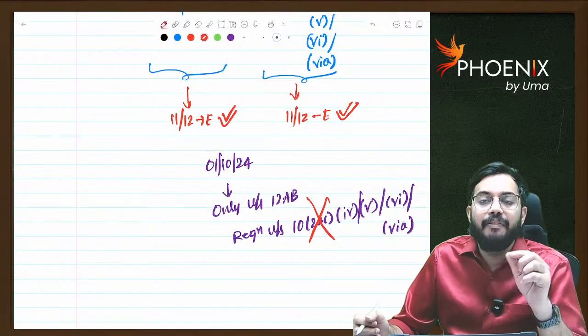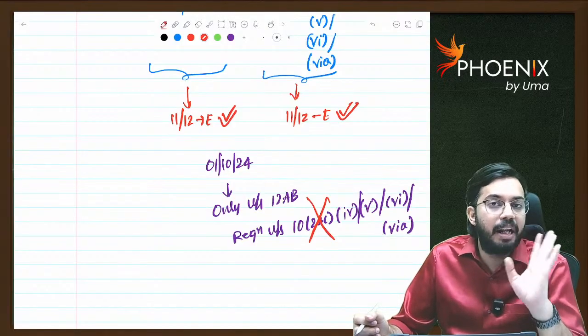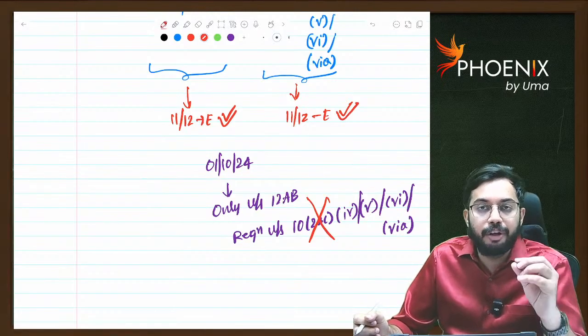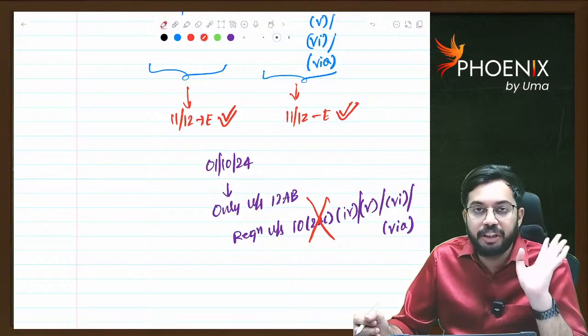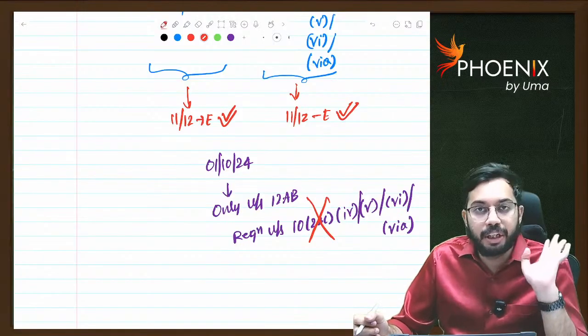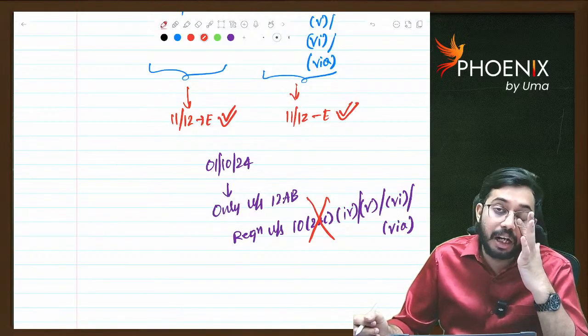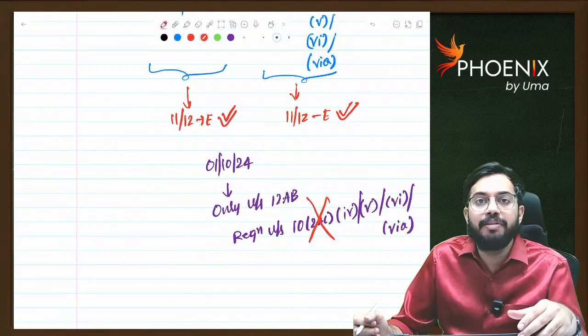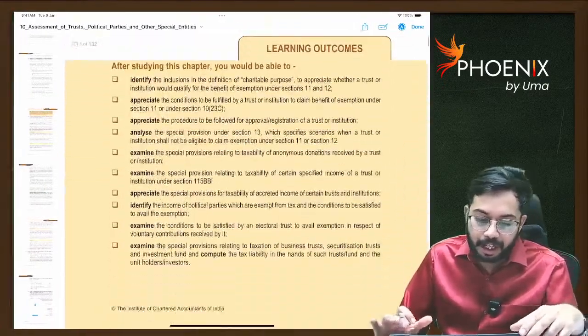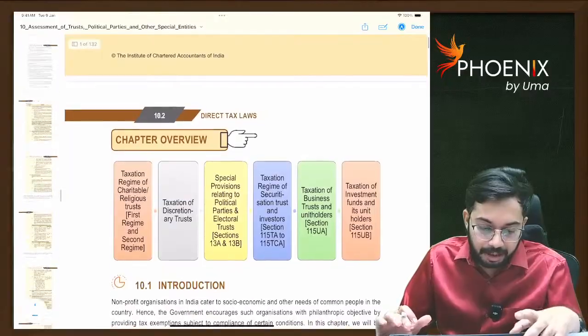But nowadays, this is the recent amendment made in Finance Act (No. 2) of 2024 with effect from 1st October 2024. If you want to apply for new trust registration, you have only one option. You can apply under section 12AB. You cannot obtain registration under 10(23C) clause (iv), (v), (vi) or (vii). Now this registration I will explain in the ICA material.